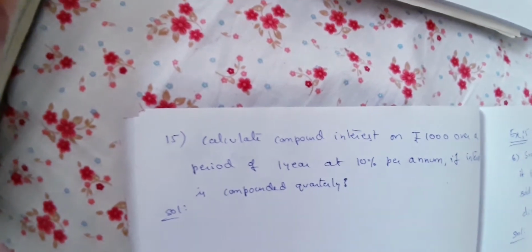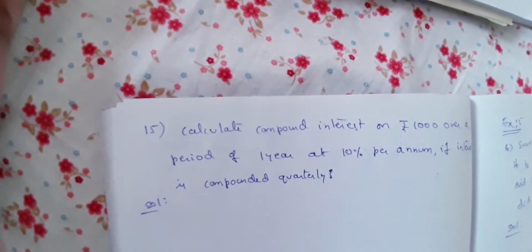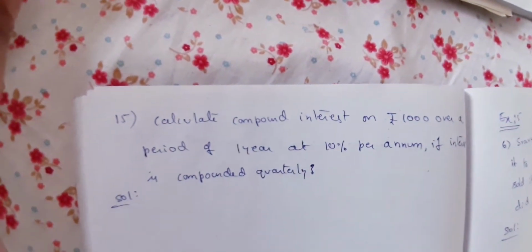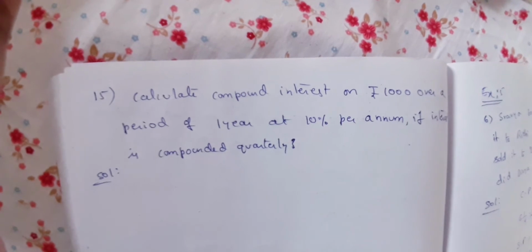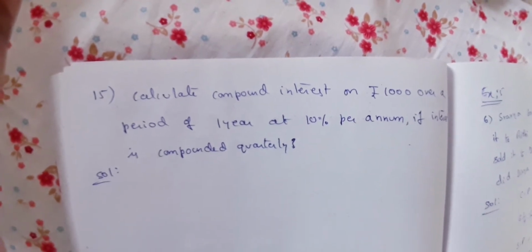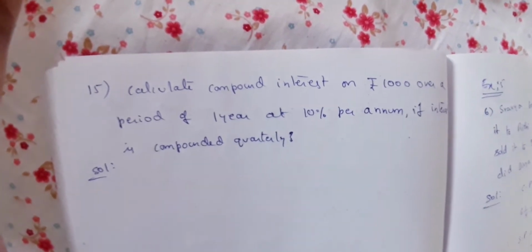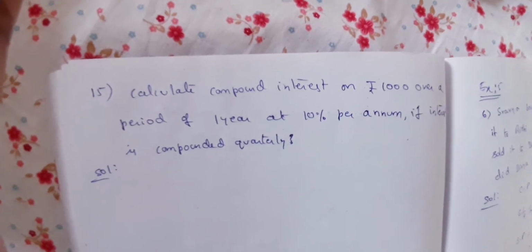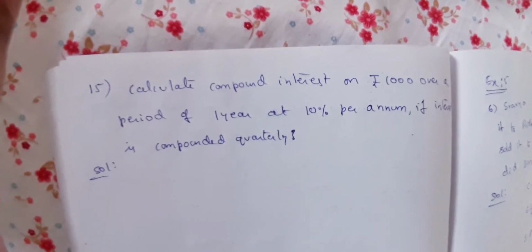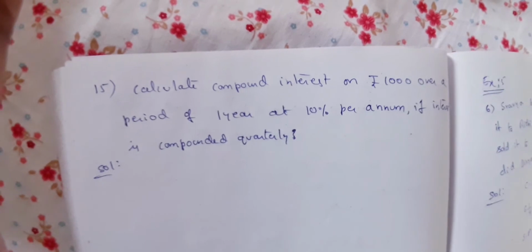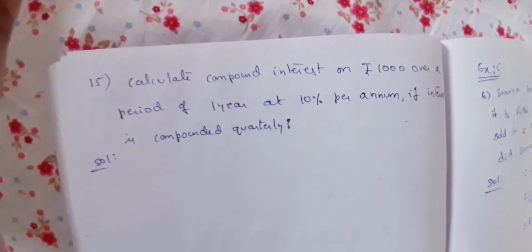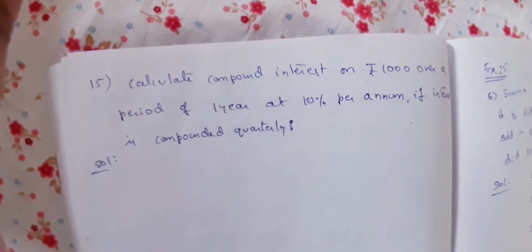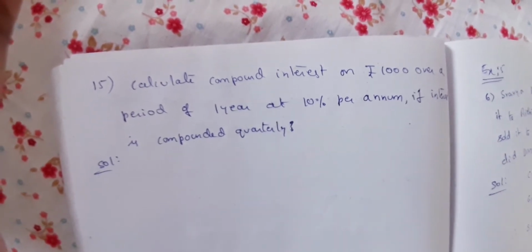So now read the last problem for today. Calculate compound interest on rupees 1,000 over a period of 1 year at 10% per annum if interest is compounded quarterly. Did you see? That is why it is compounded quarterly. It means every 1/4 of the year.